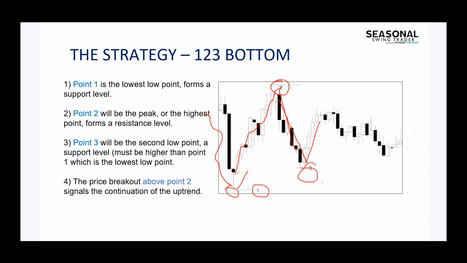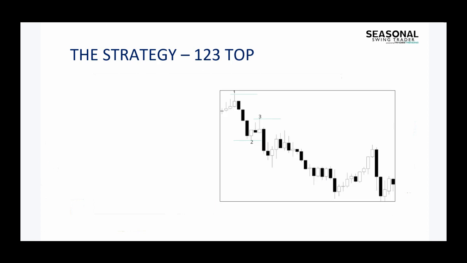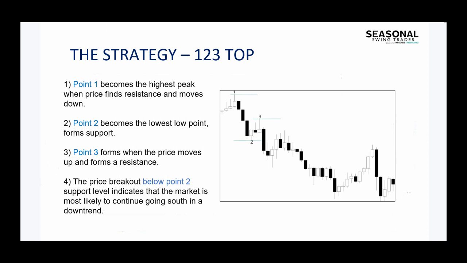Now for a 1, 2, 3 bottom trader, we're looking to get long on breaks or closes above the number 2. Now let's look at the 1, 2, 3 top. Same rules apply, only in inverse. We use 1, 2, 3 tops when we are bearish or looking to go short, meaning we're either looking to short the stock or buy put options on that stock expecting it to go lower.